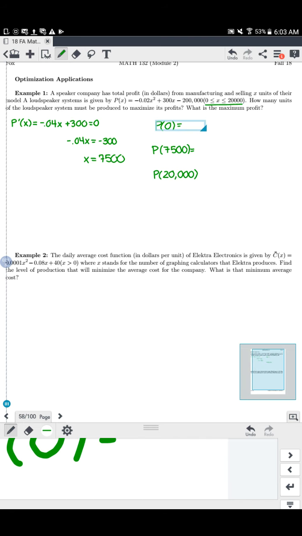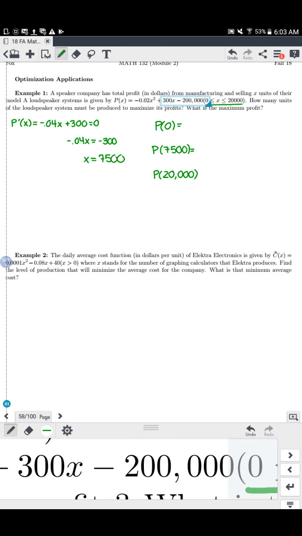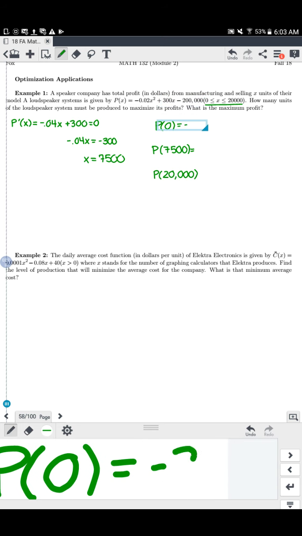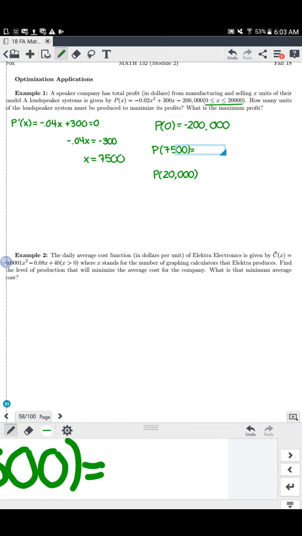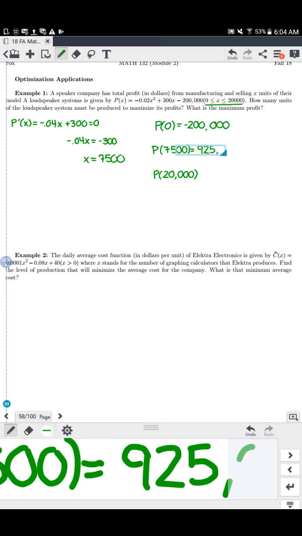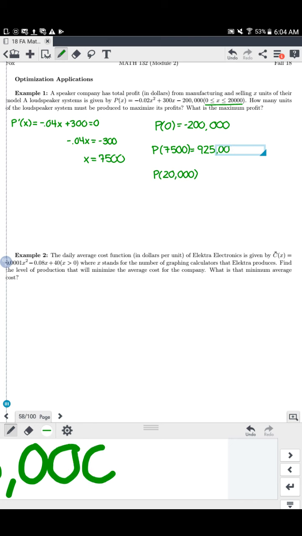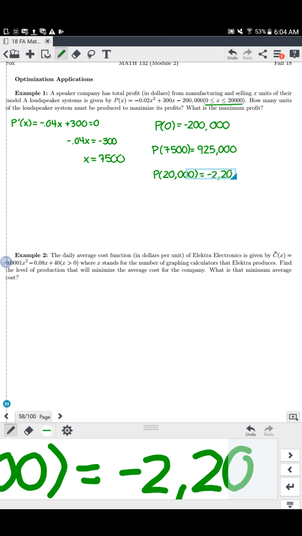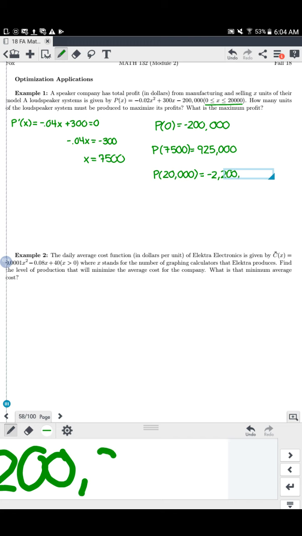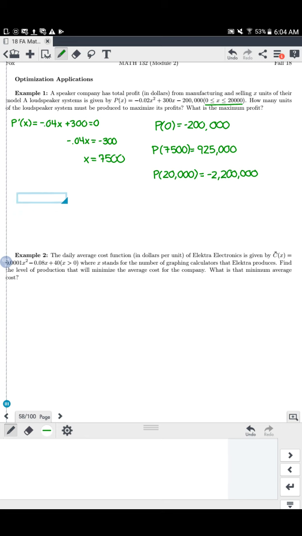So if we plug in P of 0 into the function here, if they sell 0 things, their profit is negative 200,000. They're going to be out money if they produce a bunch of things and none of them end up selling. If I plug in 7,500 into the original, I get 925,000. And then plugging in their highest x value into the function, P of 20,000 is negative 2,200,000. So that just means their cost is outweighing the revenue that they're going to get from those 20,000. It's going to cost way too much money.